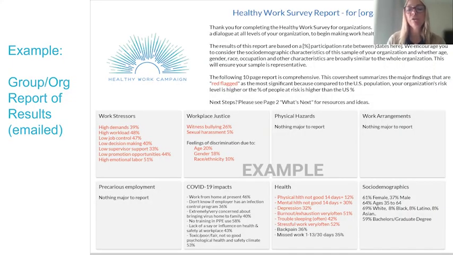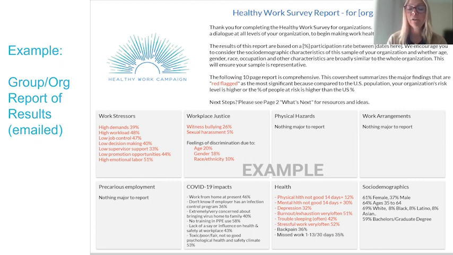So this is an example of the group report. This is the first page. It's a cover page. It tells you the major risk factors in each of these areas. So this is just an example organization. It's not based on a real organization. But in this organization, you can see that around 39% of the group are at high risk for high job demands, 48% for high workload, and 47% for low job control.